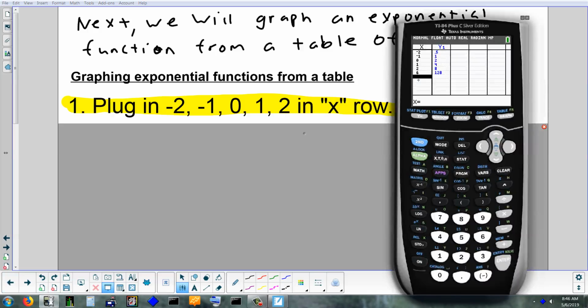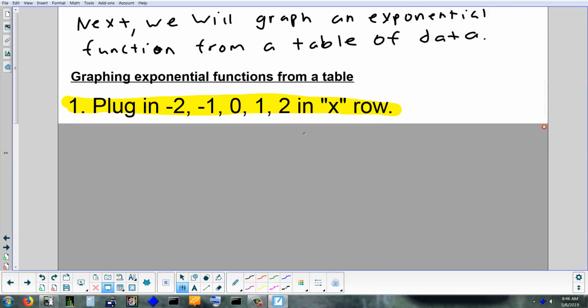So if you picked a number like 6 or 7 for x, remember what happened in this table when I picked 6 for x? Y was 128. That's a pretty big number. That's going to go way off your graph. Okay. So our suggestion is to pick these numbers for x. They're not too big. They're pretty small. They're easier to work with.